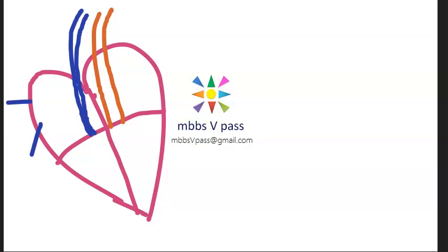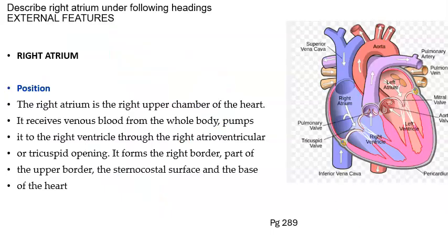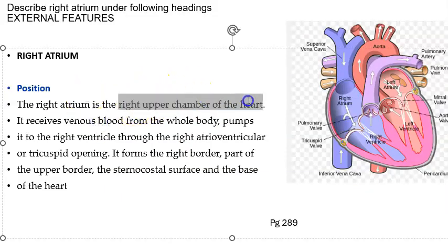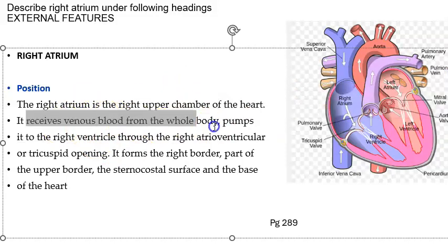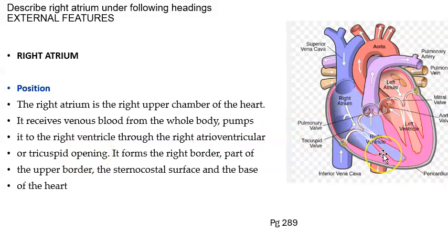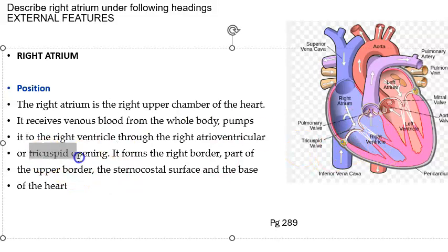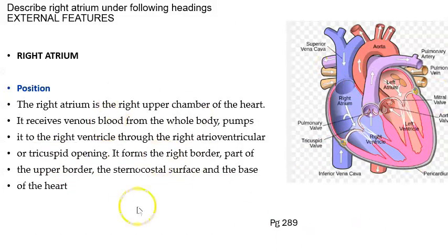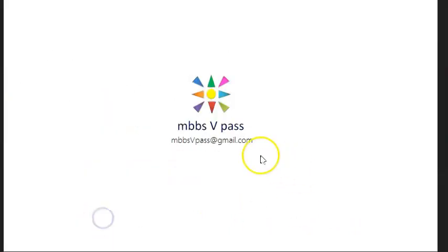So here, what is the topic of discussion? It is the right atrium. Now coming to the right atrium, what is it? It's the right upper chamber of the heart. It receives the venous blood from the whole body, that is, the deoxygenated blood from the whole body, mainly from the superior vena cava and inferior vena cava. And then from the right atrium, the blood flows into the right ventricle via the right atrioventricular valve, that is the tricuspid valve. So this is some introduction that they have given you. Input they have told, output they have told, to where the blood is going.